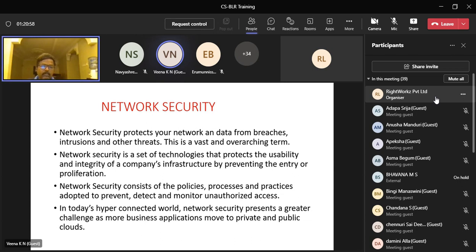In today's hyper-connected world, network security is a greater challenge as more business applications move to private and public clouds. This is about network security.